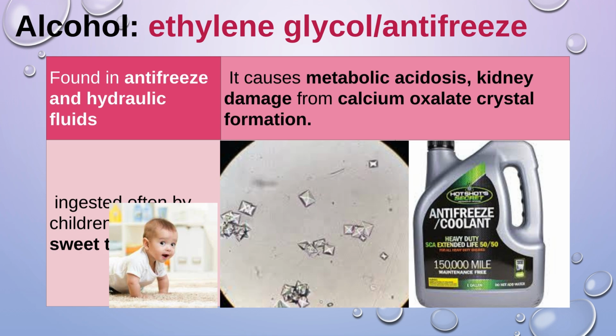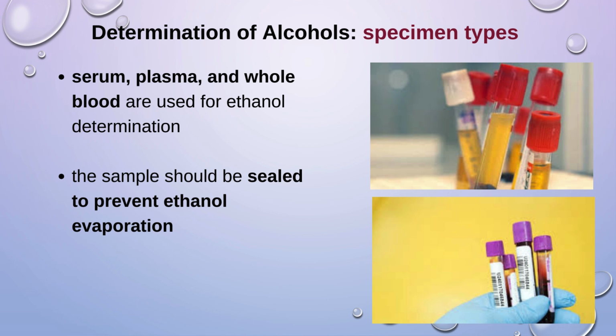So COx crystals are seen, a massive formation of COx crystals. We can really see them in massive formations in ethylene glycol or antifreeze poisoning. Again, kids are more affected, and the urine laboratory results will show us COx crystal formation, or the presence of COx.